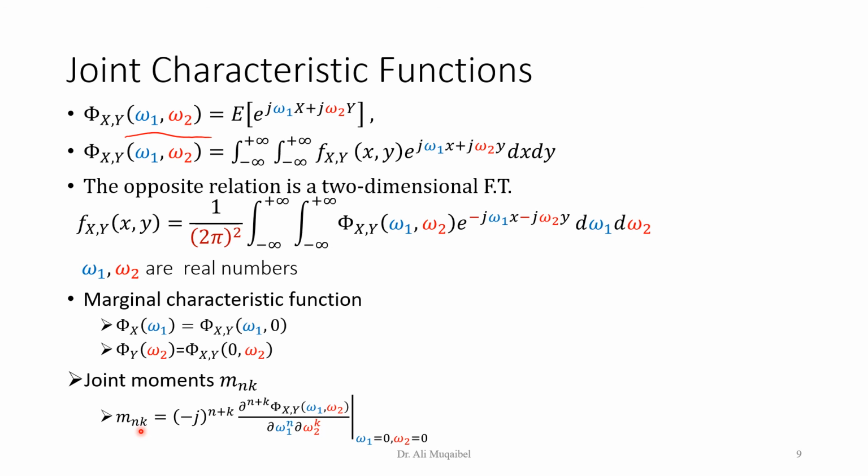Now it looks a bit more complicated. You need partial differentiation to the order of the required moments. So we have joint moments of order n comma k, if you like, then we have to differentiate with respect to omega 1 n times and with respect to omega 2 k times. Once you are done with the differentiation, you substitute omega 1 and omega 2 equal to 0, and then we have to scale with minus j. We can do a similar thing with the moment generating function. The idea is just to open up your mind for the generalization.